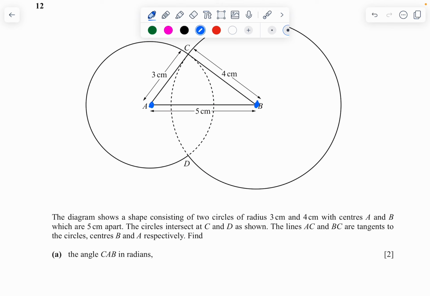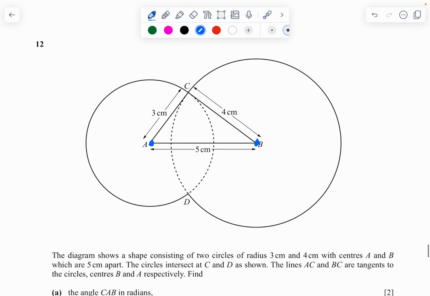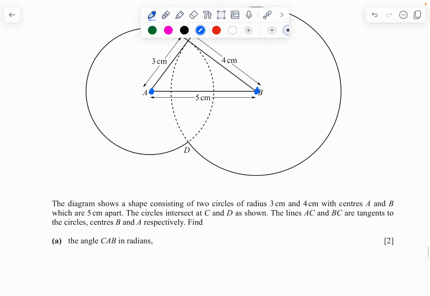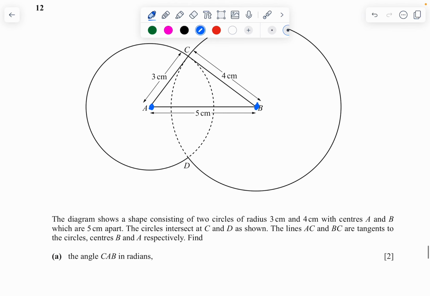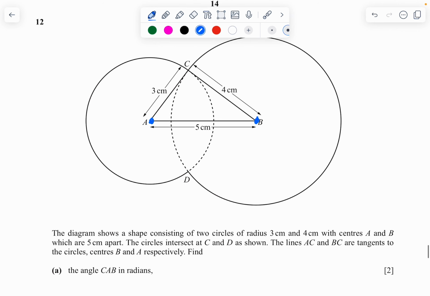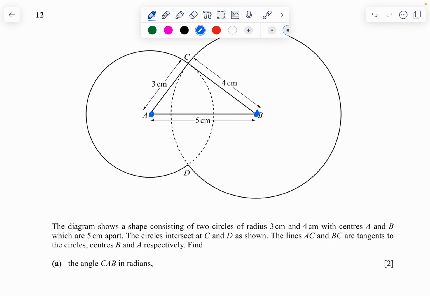Which are 5 centimeters apart. The circles intersect at C and D as shown. The lines AC and BC are tangents to the circles, centers B and A respectively. Find the angle CAB in radians. Okay, so CAB, so this one.